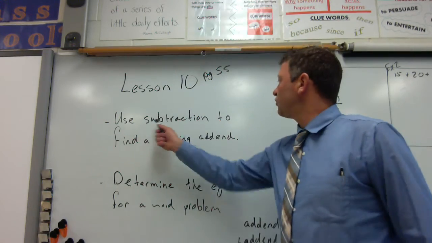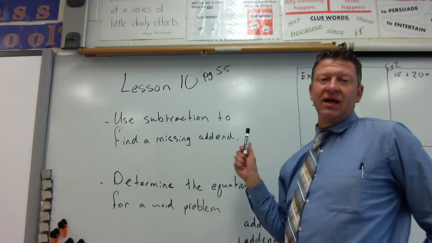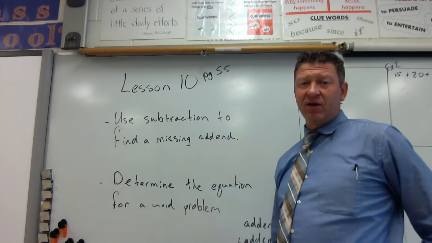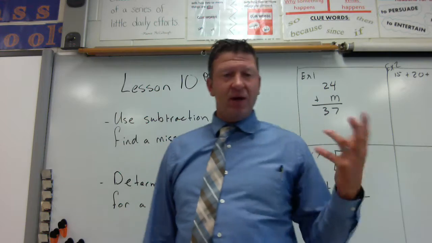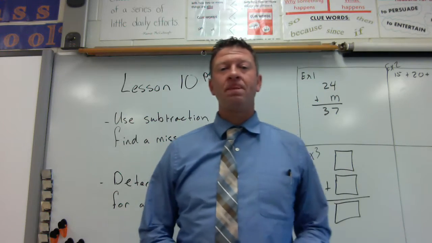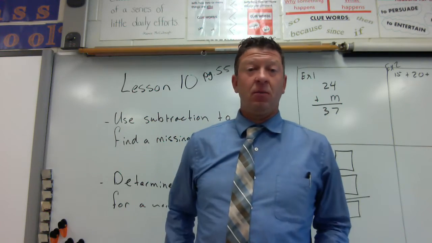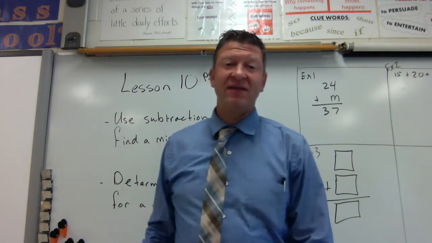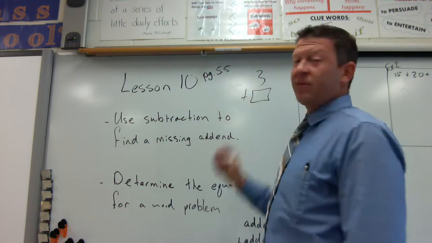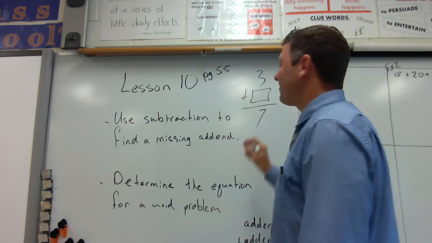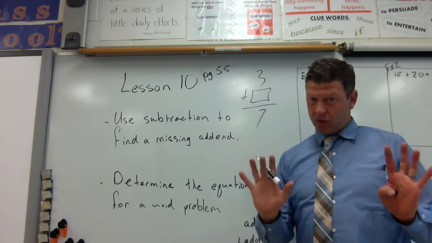Our objective is to use subtraction to find a missing number in an addition problem. So we have an addition problem, but something's missing. Okay, I had 3 birds in a cage at home, and my wife bought me some more birds, and now I have a total of 7. 3 birds plus some more birds that my wife bought me, and now I have 7 birds in a cage at home. Not really, thank goodness.